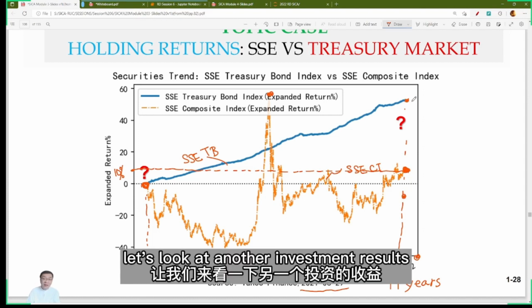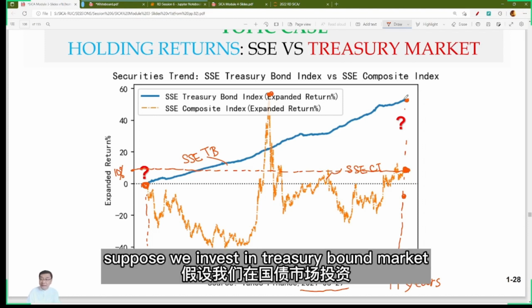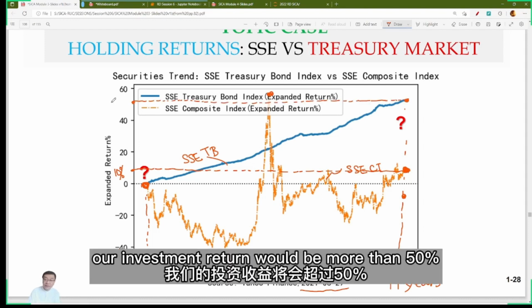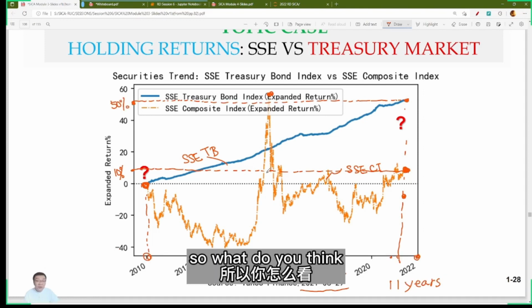Let's look at another investment result. Suppose we invest in the treasury bond market. Our investment return would be more than 50%. Here, more than 50%. So what do you think? What do you think?